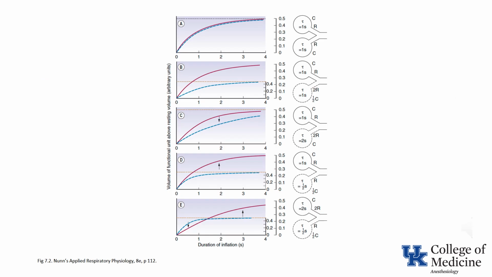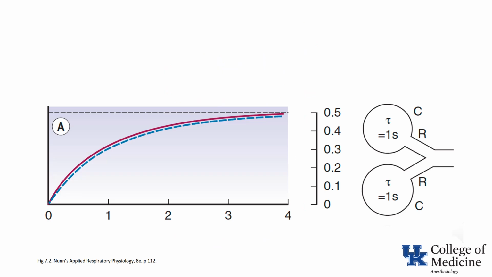Inflation pressure, compliance, and airway resistance interact to determine the tidal volume, peak inspiratory pressure, and distribution of gas in the lung. This slide is complex, but shows what happens to ventilation to lung units as airway resistance and compliance change. The following slides consider each panel separately. In this and the subsequent similar diagrams, the x-axis is time and the y-axis is volume.